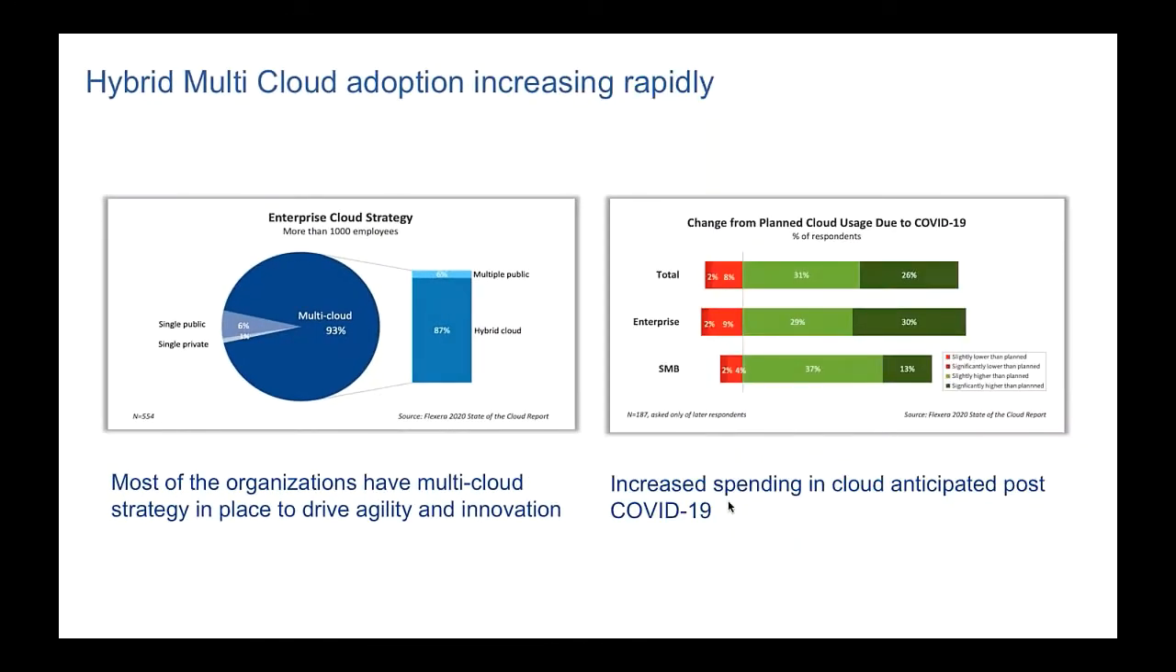Organizations across the globe have realized that to keep up pace with the innovation and drive agility, they have to adopt a hybrid multi-cloud strategy. Hence, we see most of the organizations have some sort of hybrid multi-cloud strategy in place. And especially in today's time with COVID-19, organizations have realized the importance of cloud to facilitate seamless work from home experience, to cater to high user traffic, and also ensure business continuity. Right, and that's why we see that increased spending in cloud is anticipated going forward.